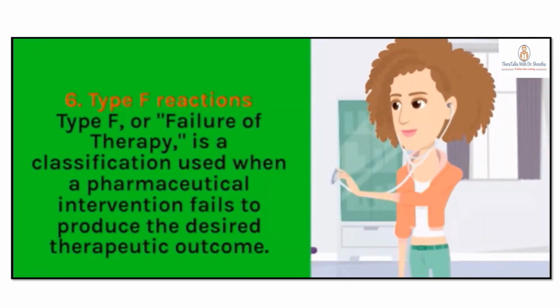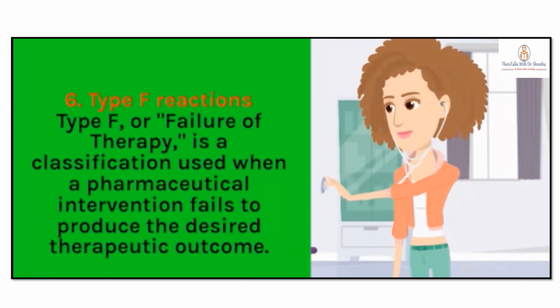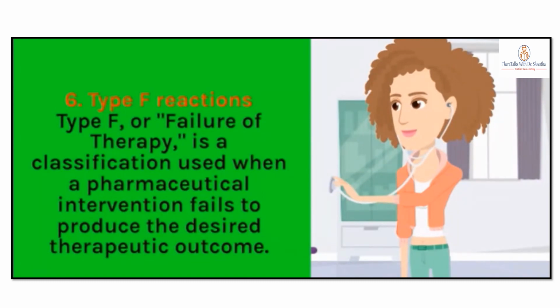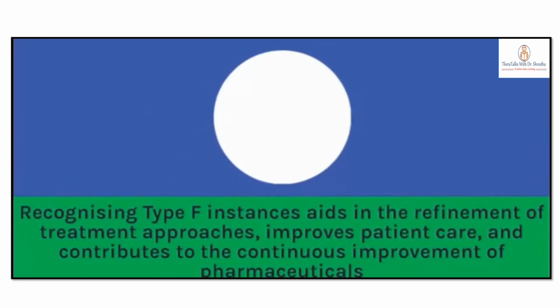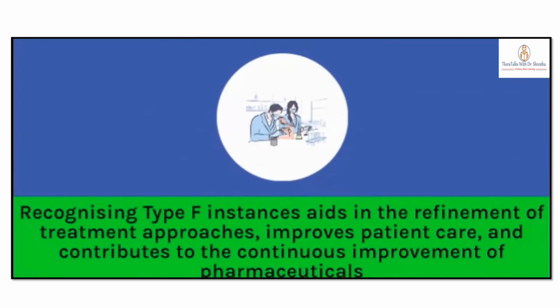6. Type F reactions. Type F, or failure of therapy, is a classification used when a pharmaceutical intervention fails to produce the desired therapeutic outcome. It is an important designation in pharmacovigilance because it allows healthcare professionals and regulatory authorities to evaluate the efficacy of a specific drug in real-world clinical settings. Recognizing type F instances aids in the refinement of treatment approaches, improves patient care, and contributes to the continuous improvement of pharmaceuticals.